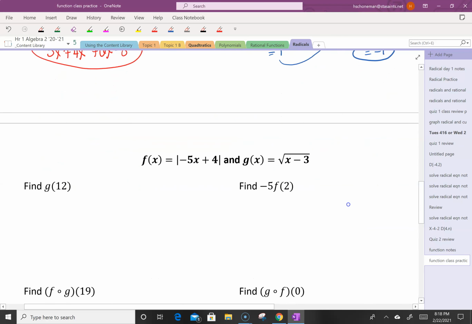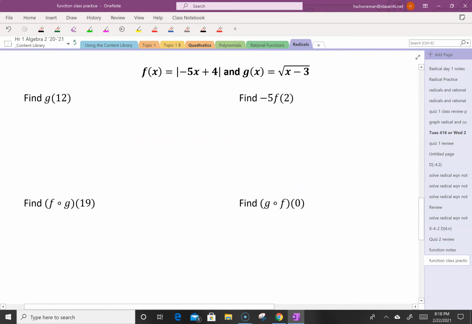Okay. Last group of functions to work with. On the first one, it wants us to find g of 12. So we're going to plug 12 into this g function over here. So on that, I'm going to have 12 minus 3. So it's the square root of 9, which is just 3.